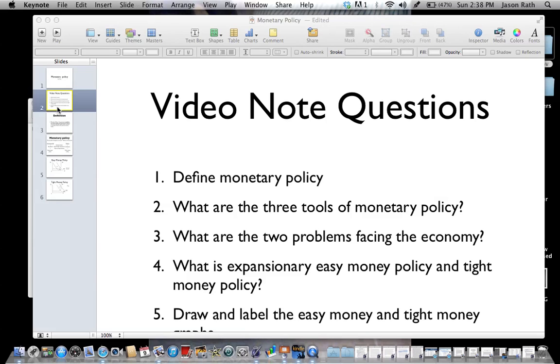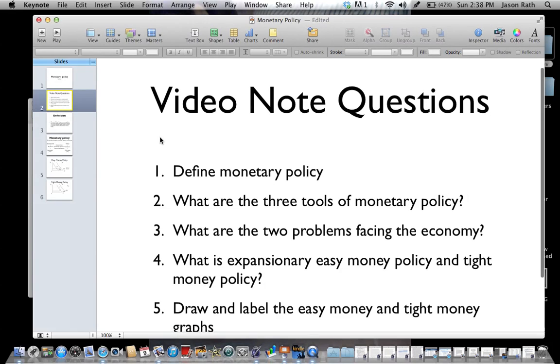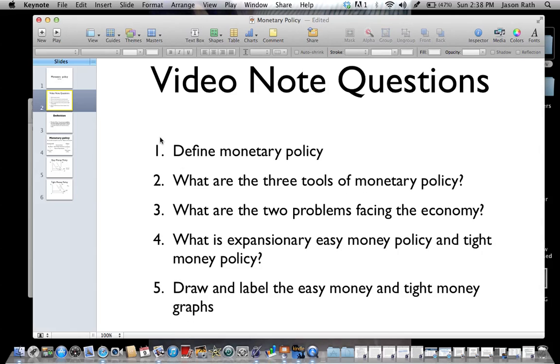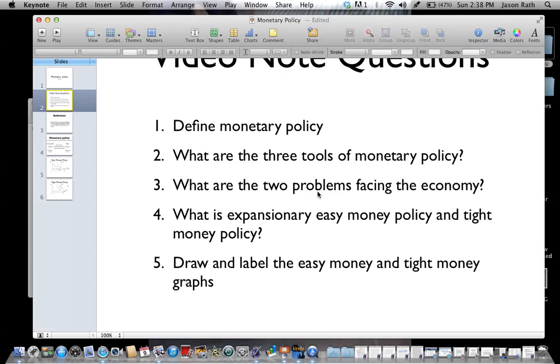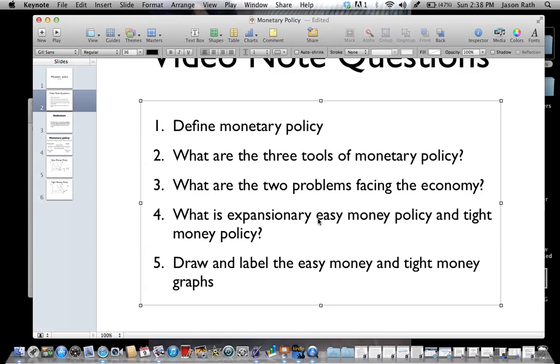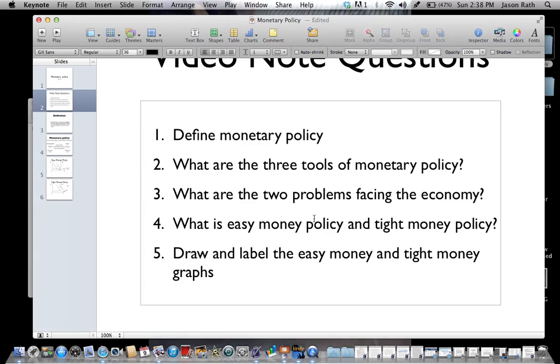So let's first start off with the questions. You're going to want to pause it here in a second. I'll tell you when to pause. I'll say the word. First one, define monetary policy. Then what are the 3 tools of monetary policy? And then again, what are the 2 problems facing economics? And what is easy money? And then it's called easy money policy and tight money policy. And then draw and label the easy money and tight money graphs.